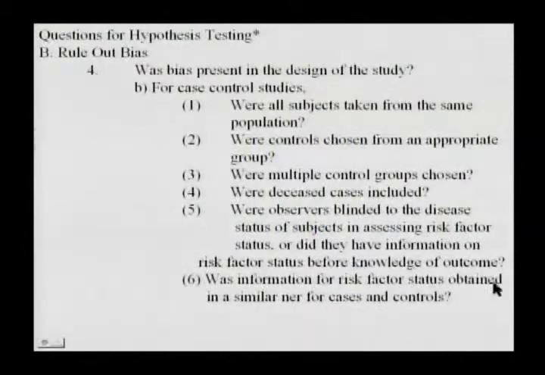Was information for the risk factor obtained in a similar manner for cases and controls? So are you collecting data through the same means for your treated and your control groups? In other words, are you doing only your treated groups on one day and your controls on another day? Or are you running some controls and some treated simultaneously, such that you can't account for the differences between your control and your treated groups based upon inter-assay variation, let's say, or some type of bias from day to day or test to test?